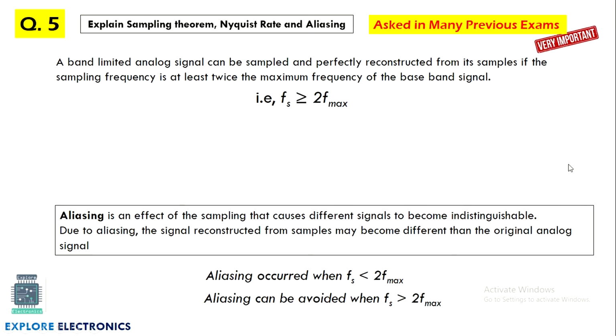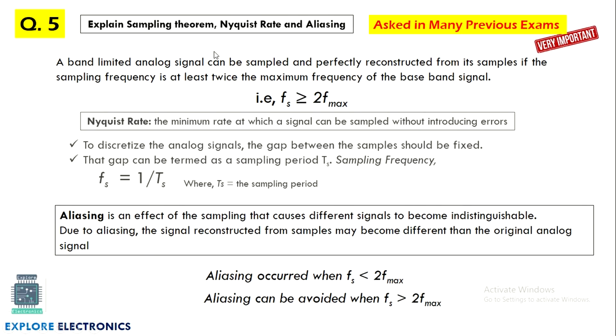But in this question, explain sampling, Nyquist rate and aliasing, we need to write the statement of sampling. What is the condition for the sampling? To avoid aliasing, this is the condition: we need to keep the sampling frequency greater than 2 times the maximum frequency of the signal. And what is the Nyquist rate? These are the things that need to be written for this particular question. Generally, the question will be combined like sampling theorem, Nyquist rate and aliasing. Why? Because these three are related to each other.